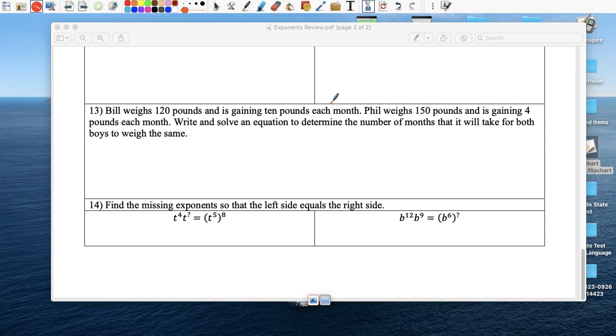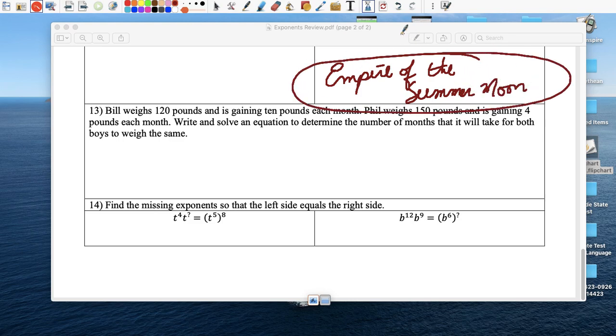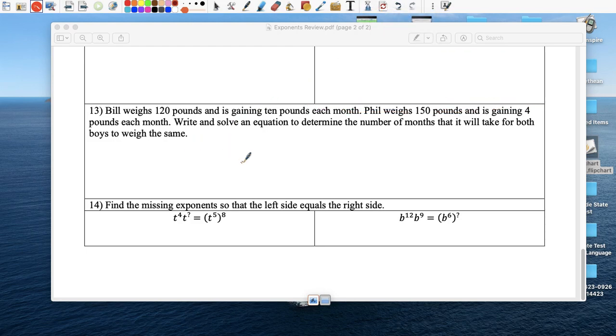Alright, so this is going to be your bonus word: Empire of the Summer Moon. It's the title of a book I read a while ago. That's your bonus. Next one, Bill weighs 120 pounds and is gaining 10 pounds each month.